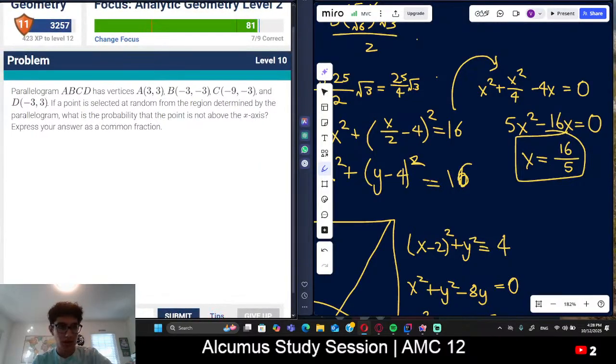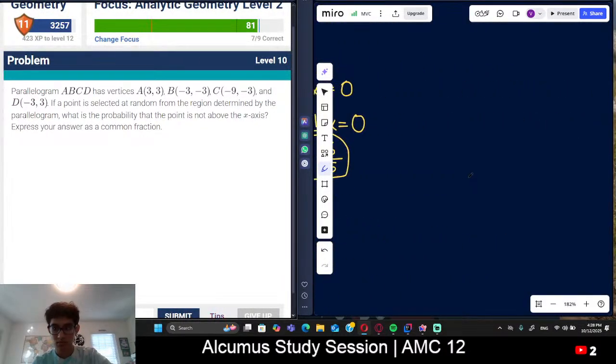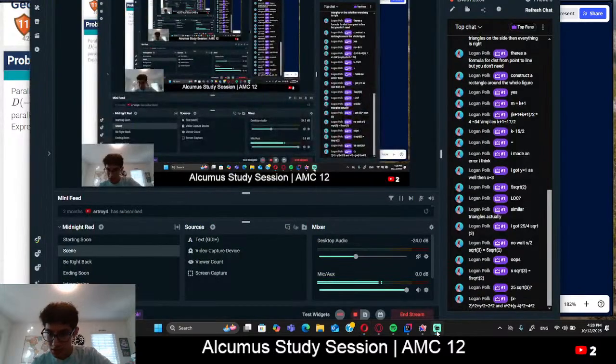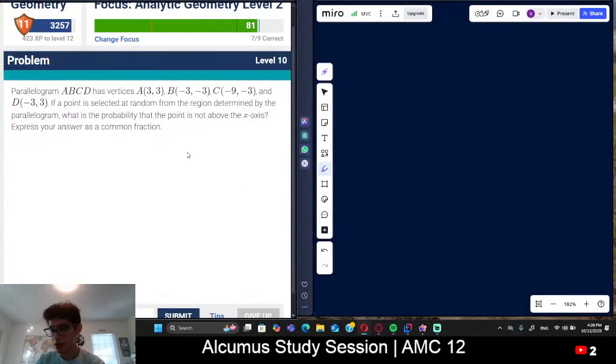Parallelogram ABCD has vertices. Let's see, yeah, you got that too, I think. This will be, if we get this right, we're done. Parallelogram ABCD has vertices 3 comma 3. Okay, so sorry, negative 3 comma 3, origin, 3 comma 3. This is the origin. And then you also have negative 3 comma 3 like this. And then negative 9 comma negative 3.